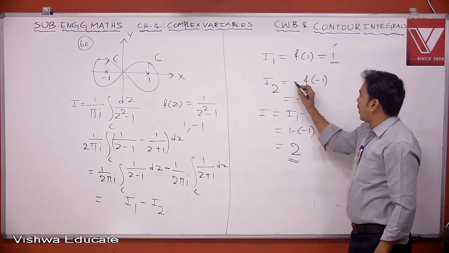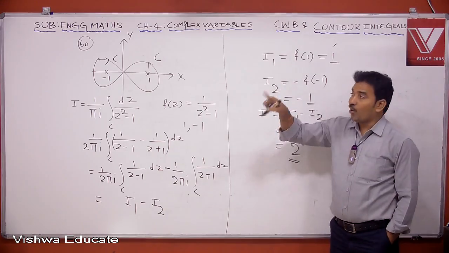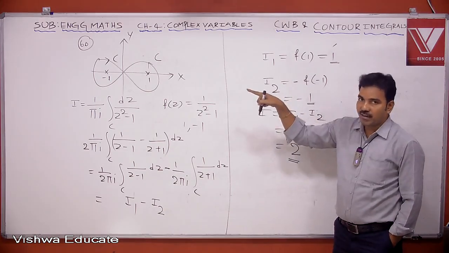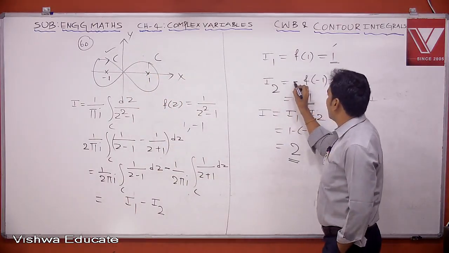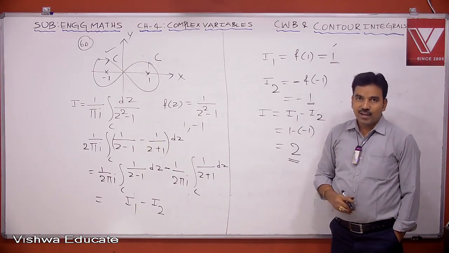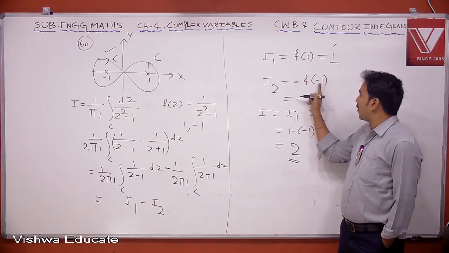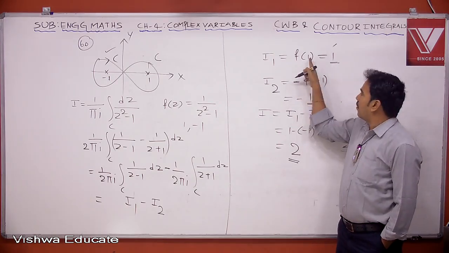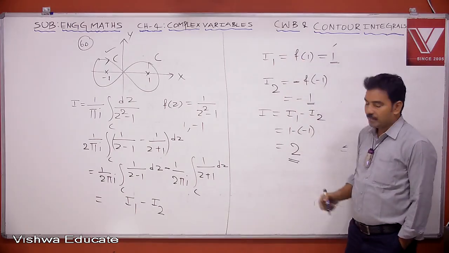This minus comes because the contour is moving in the clockwise direction for minus 1. So this minus symbol we are getting because the contour C is moving clockwise for minus 1. That's why we are getting an extra minus for minus 1. But regarding 1, you will get plus sign only because it is anti-clockwise direction.